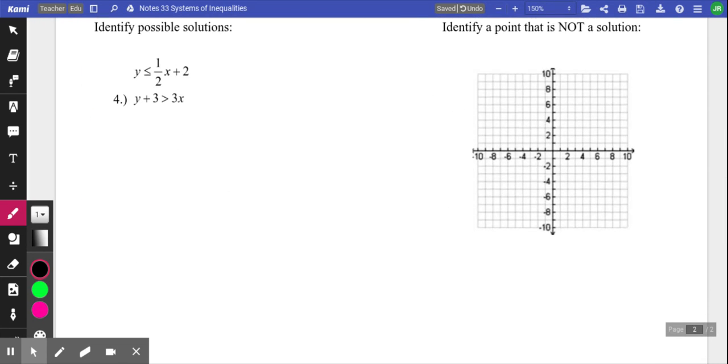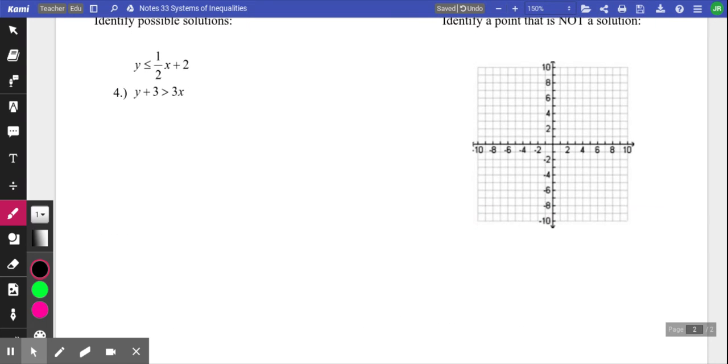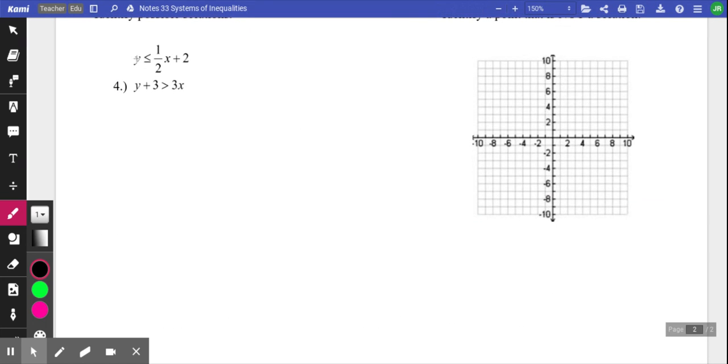All right, let's go ahead and do another example. This will be our last example, but much of the same. We have our two separate inequalities. We have y is less than or equal to 1/2 x plus 2. If I compare that to y equals mx plus b, I'm good to go because I already have y by itself on one side of the equal sign.